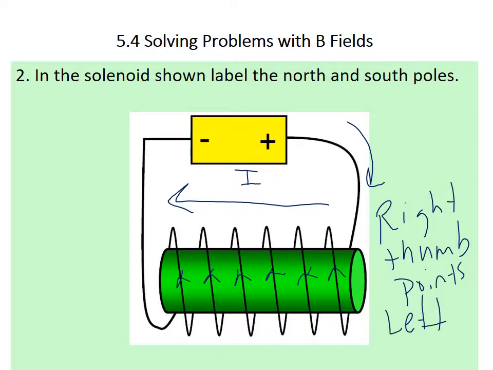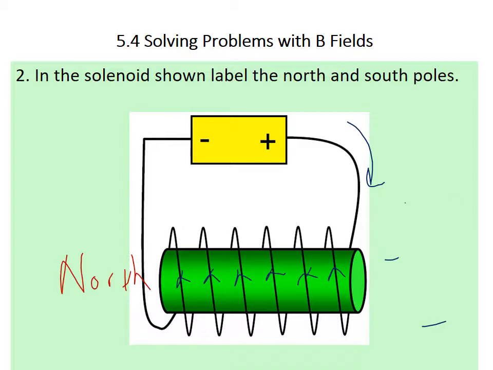Curl your fingers if you haven't already done so. Your fingers represent the current. Thumb is pointing to the left. So that means which end of the solenoid is north? The north end would be here, and the south end would be the opposite.